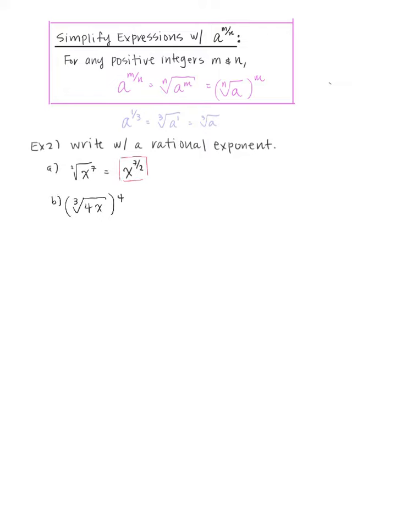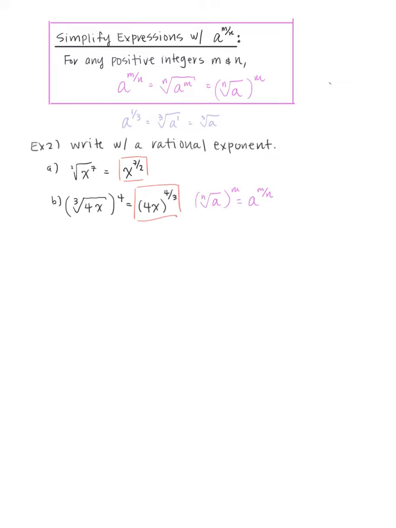Cube root of 4x, whole thing, raised to the 4th power. Do not panic. Let's apply the property. Now let's look at this property here. If we have the nth root of a to the m, this is the same thing as a to the m over n. So if we follow that, then what we're going to get is 4x in the parentheses, and then 4 over 3. So that's going to be the answer.